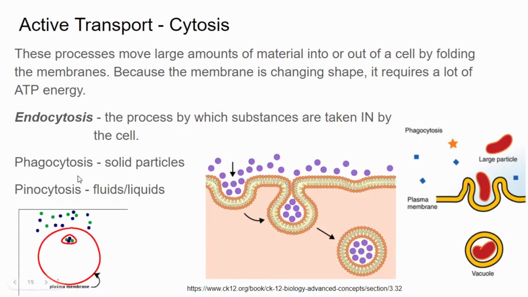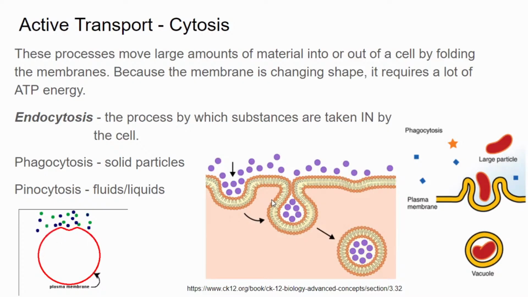So this is the way that cells are able to take in solid particles or solid foods, and we call this process phagocytosis if we're dealing with solids. If we're dealing with fluids or liquids, we call it pinocytosis. So this is kind of like the cell drinking, whereas phagocytosis is the cell eating.